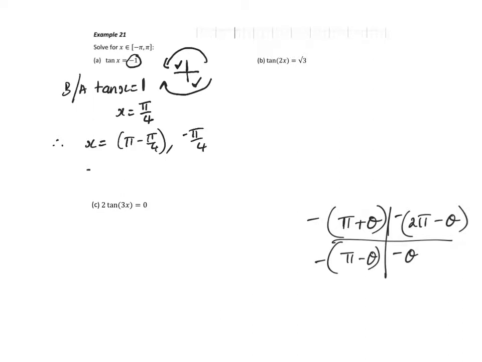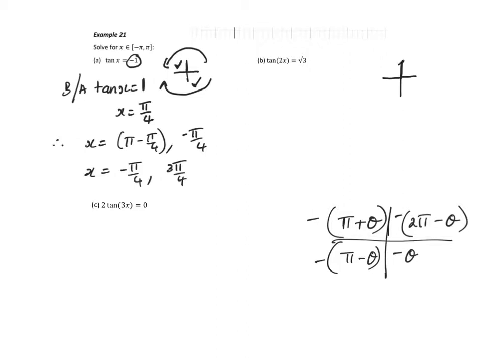So my final answer there, if I put them in order, negative pi on 4 is the smallest value. Pi minus pi on 4 is 3 pi on 4. So they are my solutions between negative pi and pi. So basically what we're talking about is where y equal to negative 1 cuts the graph of tan x. Let's keep going with the next one and we'll talk about where our solutions are for this one.